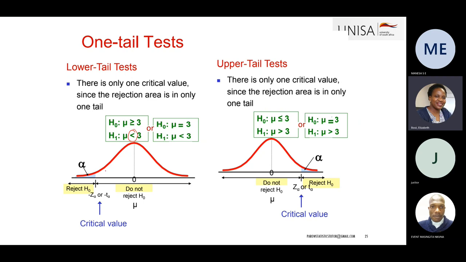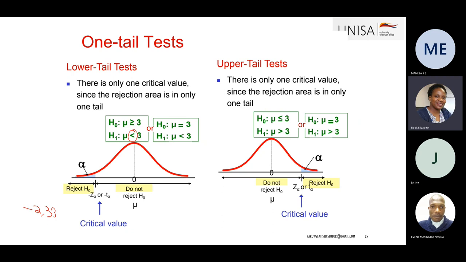So when we have a Z critical value in your lower limit, and they ask that the Z value is -2.33, whether it's a T value, the critical value, if it falls in the rejection area, we're going to reject. If it falls above the critical value, we're going to not reject. We do not reject the null hypothesis.